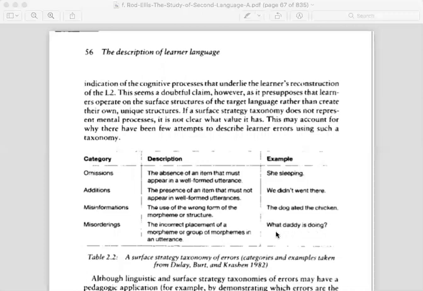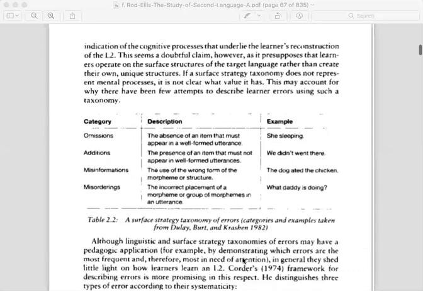So the teacher can understand this, but it happens to be an error according to the taxonomy that is developed here by Dulay, Burt, and Krashen. This is called a surface strategy taxonomy. So there are 4 categories. What I'm trying to tell you is that the teacher can get the meaning, but actually it's an error. For accurate use of language, these small errors need to be corrected. Okay.